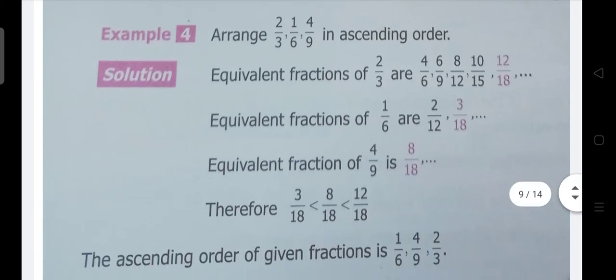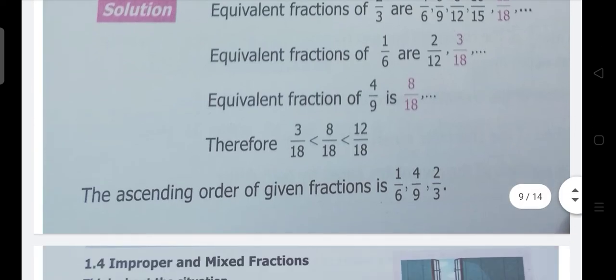Equivalent fraction of 4/9 is 8/18. In the first equivalent fraction itself we got the denominator as 18, so it is enough to stop there. Therefore 3/18, 8/18, 12/18, now the denominators are same. You see the numerators 3, 8, 12. 3 is less than 8, 8 is less than 12. So writing in the ascending order: 1/6, 4/9 and 2/3. This is the ascending order of the given fractions.